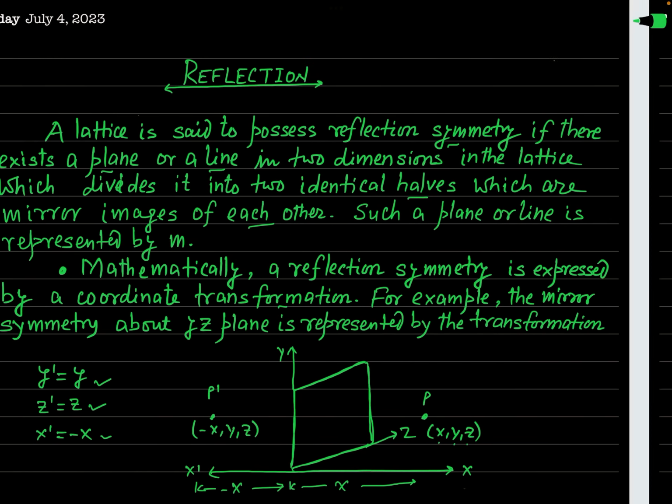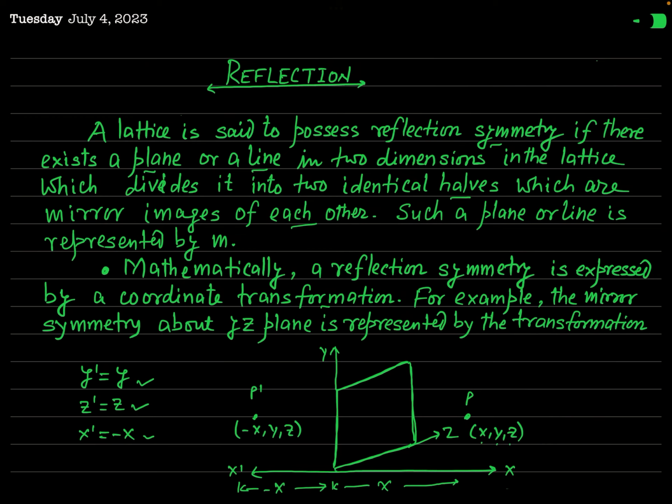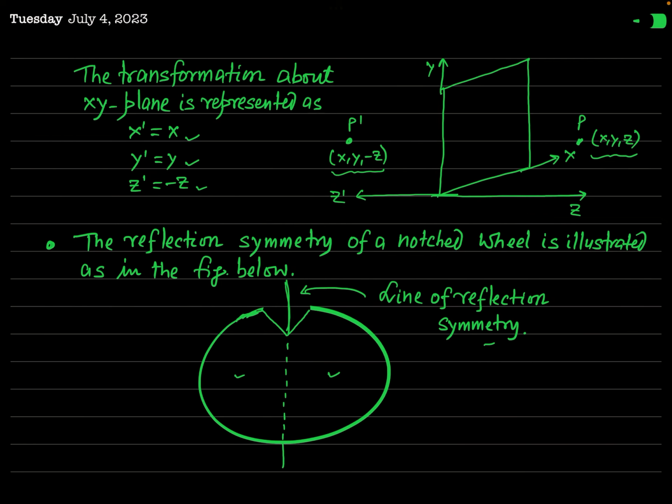Actually, as you have seen in case of reflection symmetry, this symmetry is possessed by the crystal in 2 dimension and 3 dimension too. In case of the 3-dimensional crystal, the reflection symmetry is a plane, but in case of a 2-dimensional crystal, the reflection symmetry is a line. As you can see here, I have considered yz plane and xy plane as plane of symmetry. These will be the reflection symmetry in case of a 3-dimensional crystal.